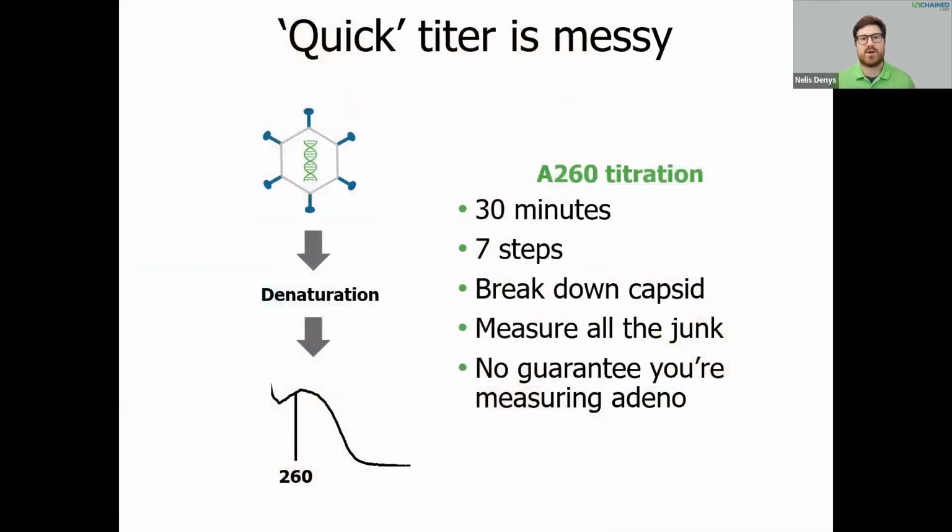And that is what I see with current quick titration for adenovirus. It is just messy. UV-Vis is a fast technique, but getting to titers for adeno is a multi-step process. It requires prepping, cooking your capsid, and it just takes too long. And on top of that, you actually don't know what you just measured. Was it actually adenovirus, or is it just a bunch of DNA contamination, for example?